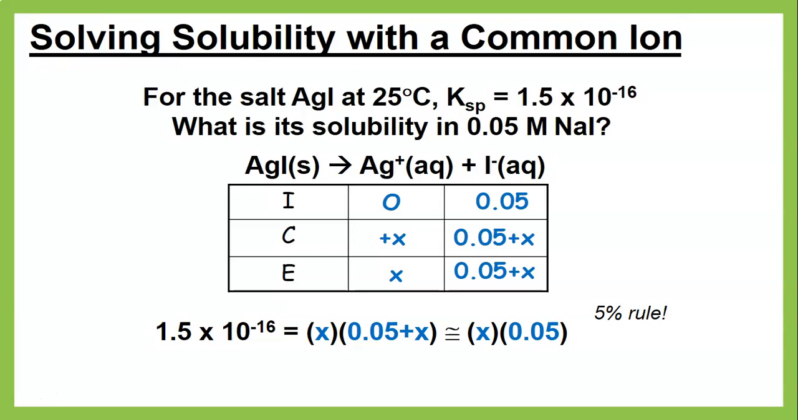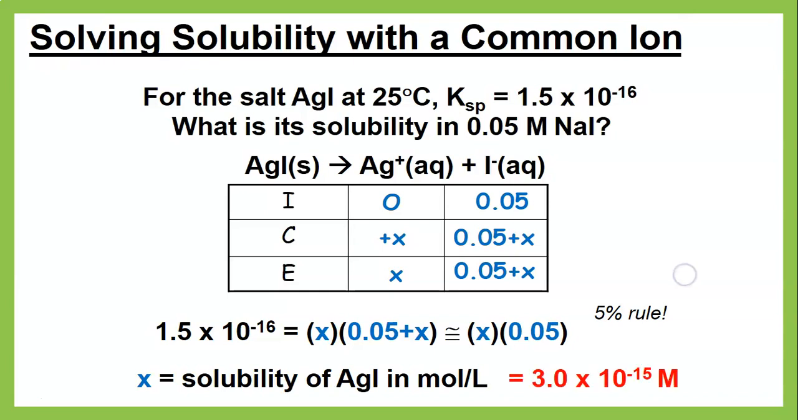So now if we solve for X, we can see, whoa, look, only 3 times 10 to the minus 15 will dissolve now. That solubility went way down. We're not going to get nearly as much dissociating because we already had some iodide present.